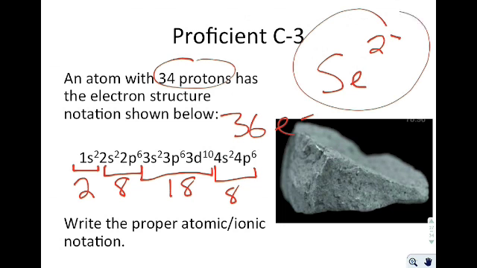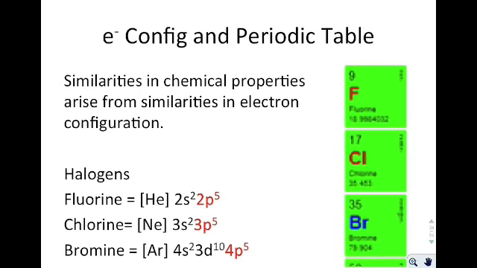So it's selenium 2-. Next, we have the electron configuration in the periodic table. It says the similarities in chemical properties arise from the similarities in electron configuration.